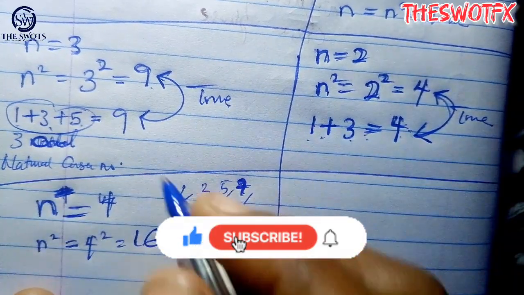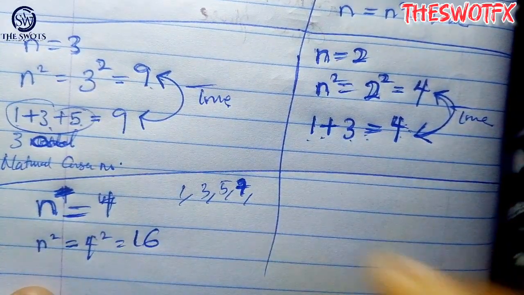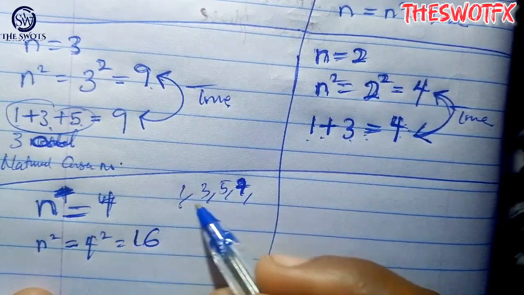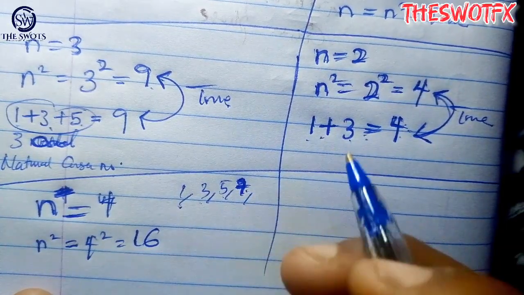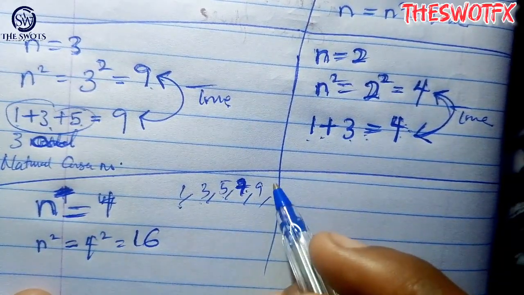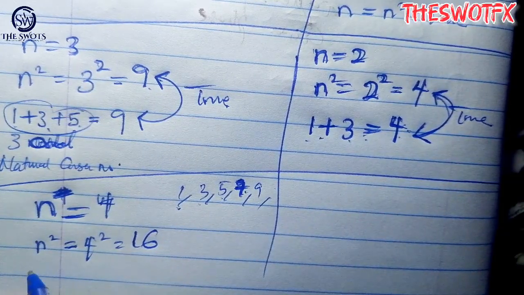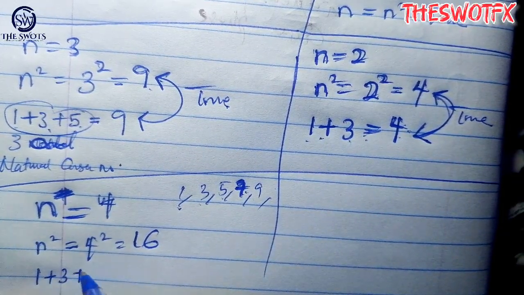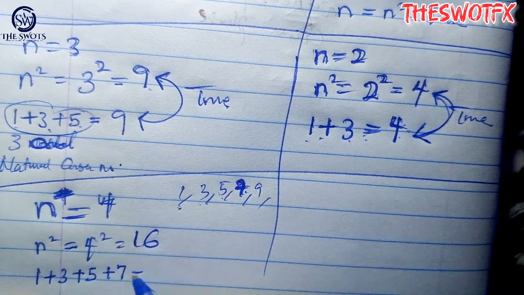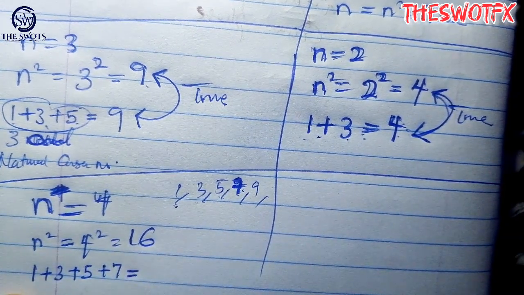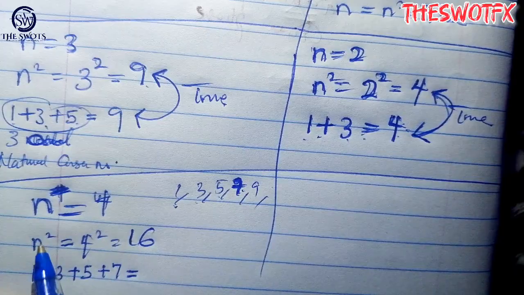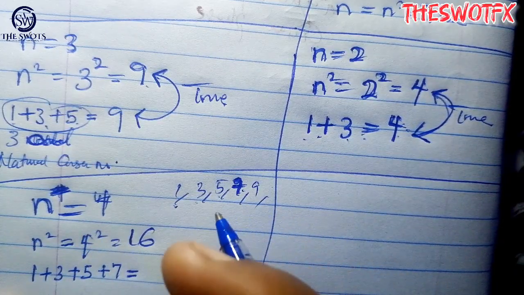So let's take a look at the other ones. 1, 3, 5, 7, 9, right? So let's take a look at it. This is 1 plus 3 plus 5 plus 7, right? So this is what we are trying to do. What we are trying to determine, or what we are trying to prove, is that we look at the sum of the first positive odd numbers, right, as it progresses.